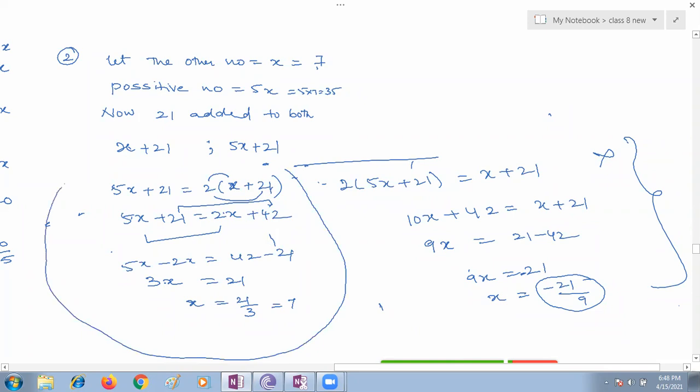And ma'am, like that also, 5x plus 21 will only come more than x plus 21. Exactly. Generally, if one number is twice the other, if you think like that, you will get that only. Exactly correct, Sahu. Very good. Yes. Good.